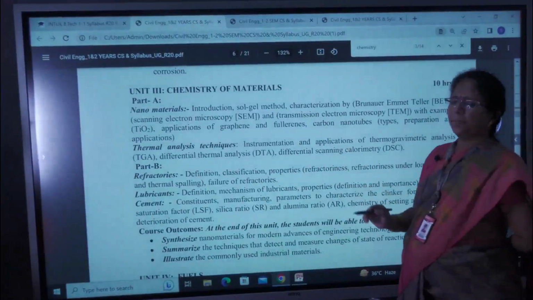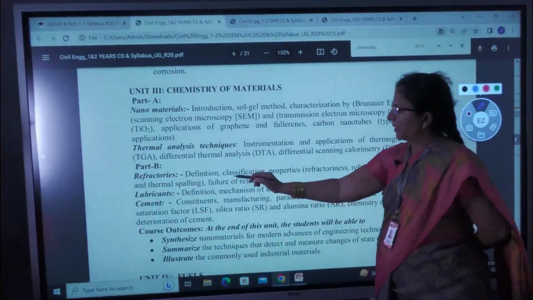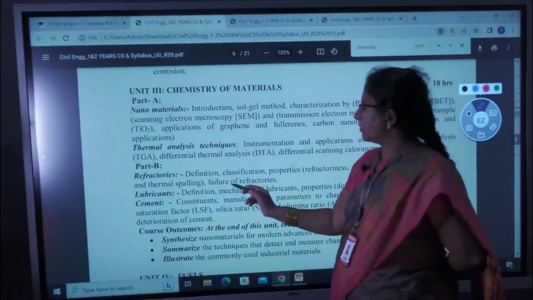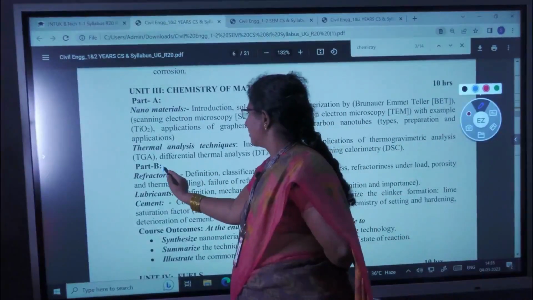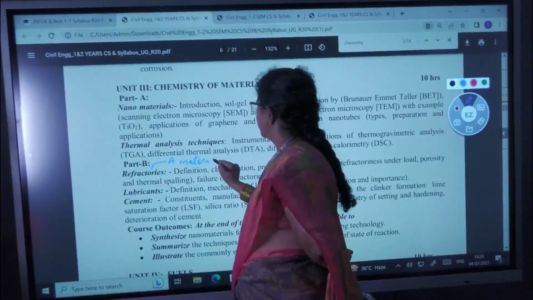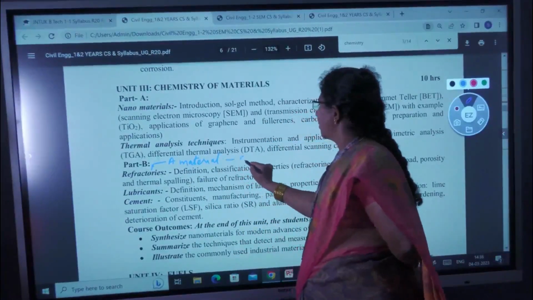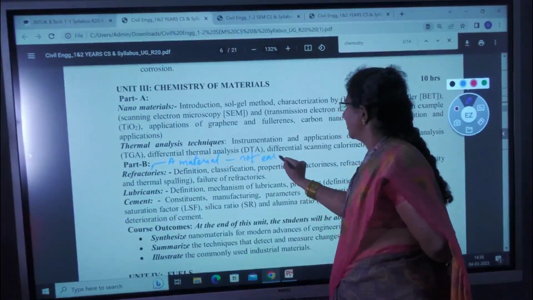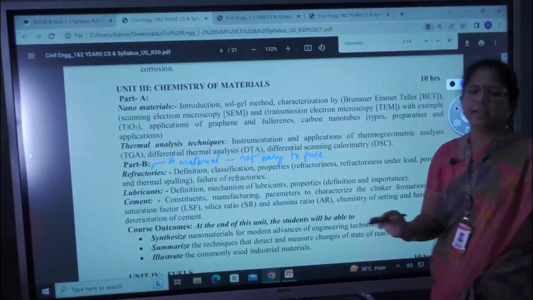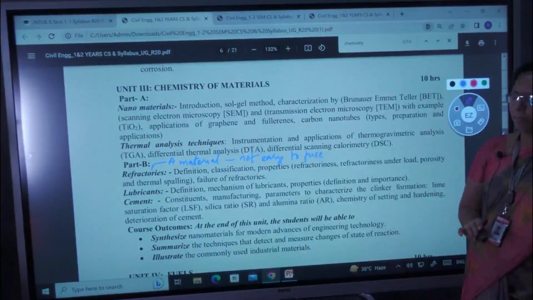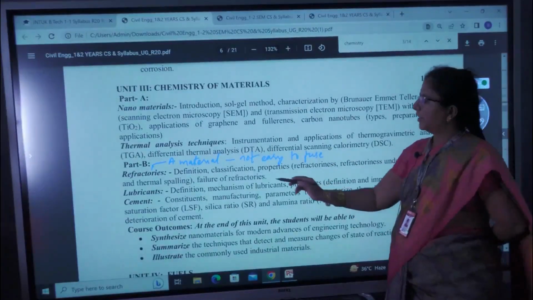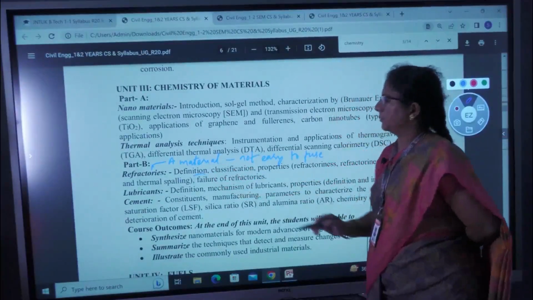So coming to Part B. In Part B, the first topic is refractories. A refractory is nothing but a material which is not easy to fuse. Easy to fuse means it can be easily melted. Why it cannot be easily melted means its fusion temperature will be high. All that we will discuss in the definition.